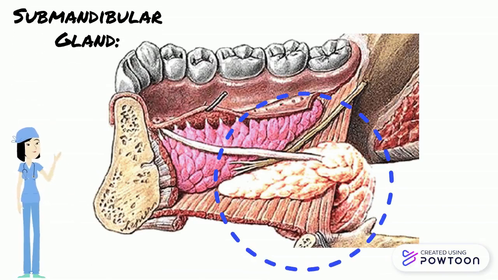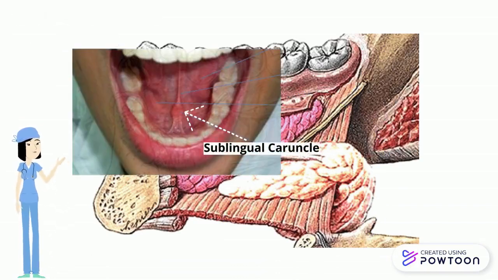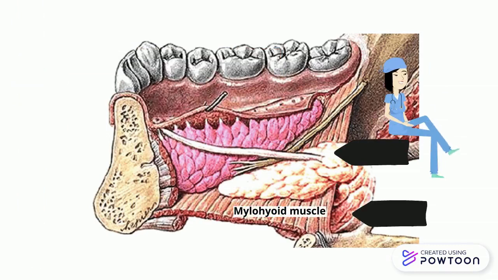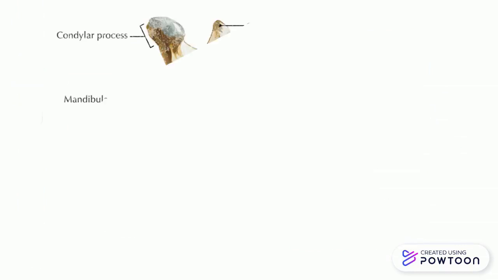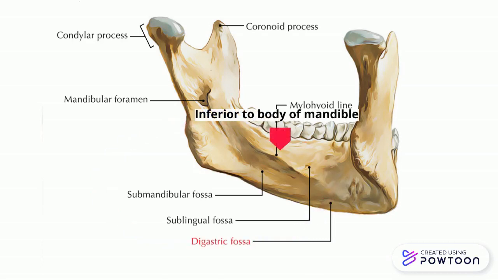The submandibular gland is the second largest of the three, which produces mixed saliva, entering the oral cavity through Wharton's duct, opening through the sublingual caruncle. The gland is responsible for 60 to 65% of salivary flow. It is also divided into two lobes by the mylohyoid muscle. The submandibular gland is located in the submandibular fossa, which is inferior to the body of the mandible.